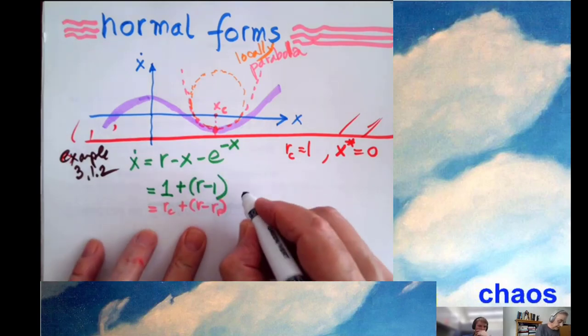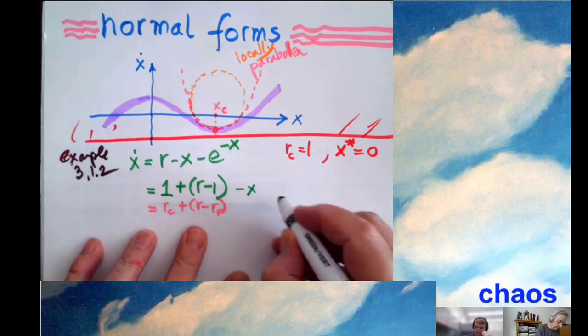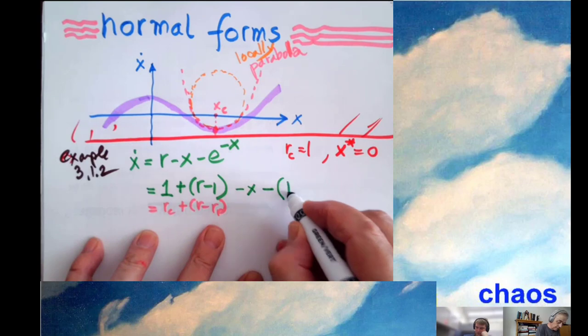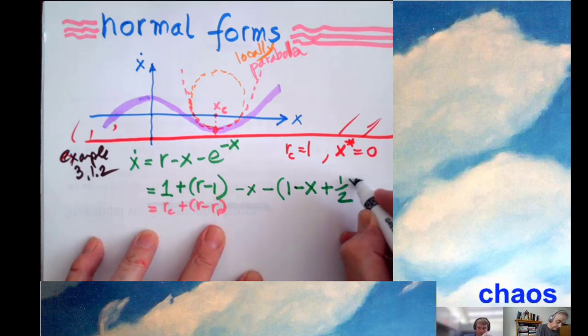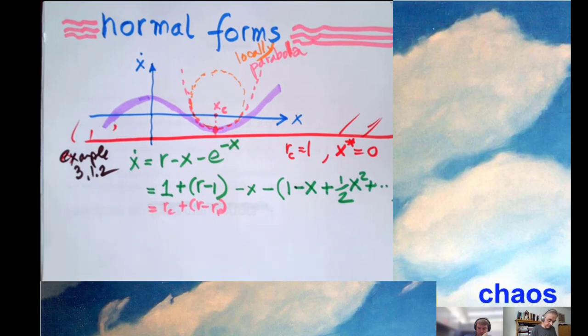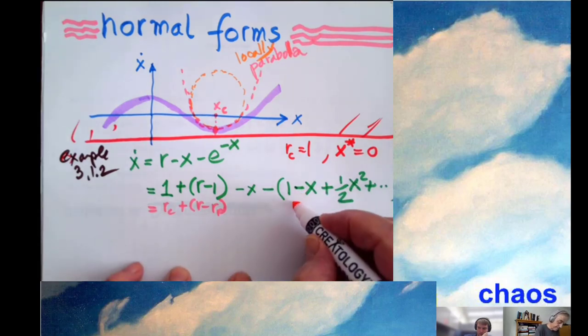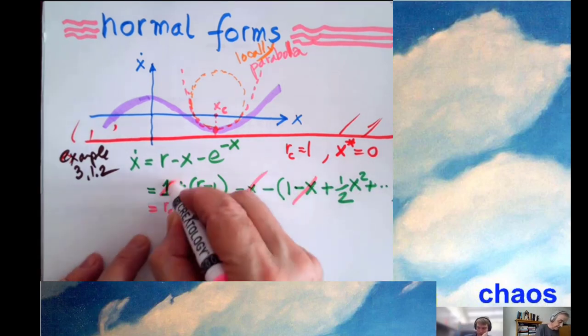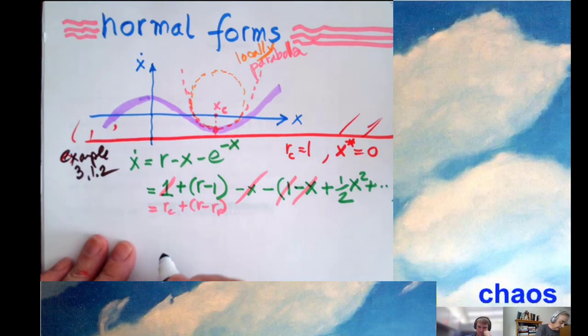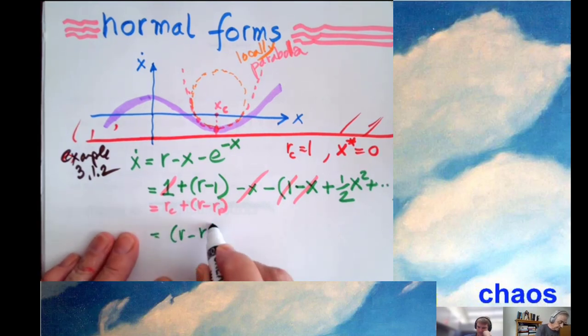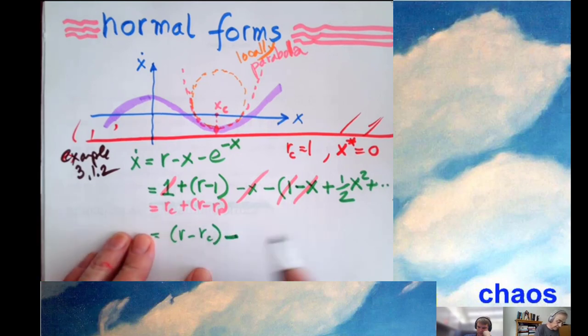But what you say is, well, I'll take minus x, minus, and now I start expanding this: 1 minus x plus, this is just the Taylor expansion of an exponential. And if you need to, you can go to higher order, but for this normal form, we keep the first non-vanishing term. And what I notice is that this cancels. This term and that term, they cancel. And this cancels. So I find that my problem is really r minus rc in parameter world, minus this term here.